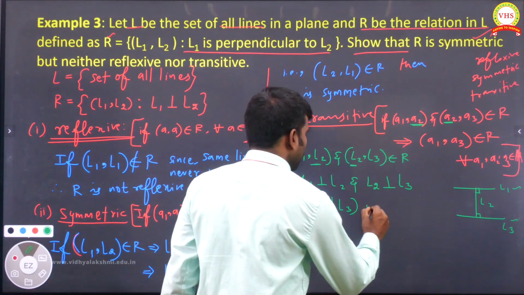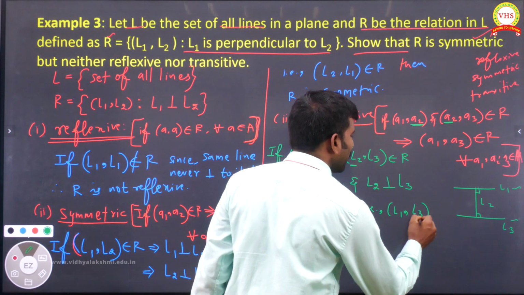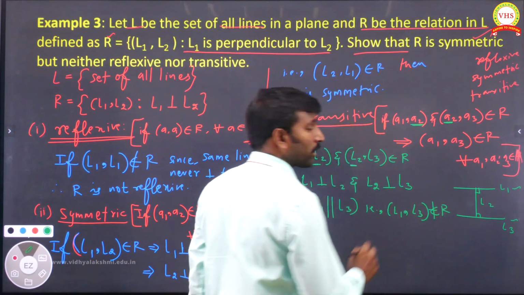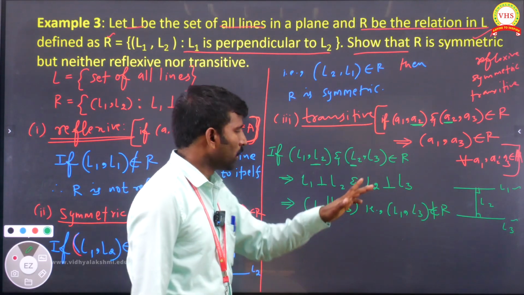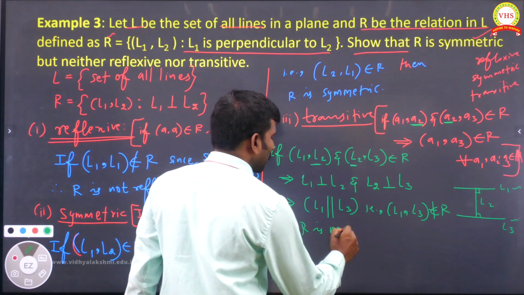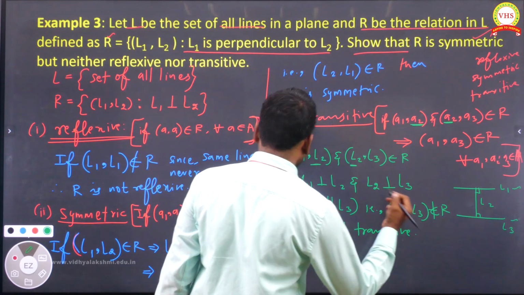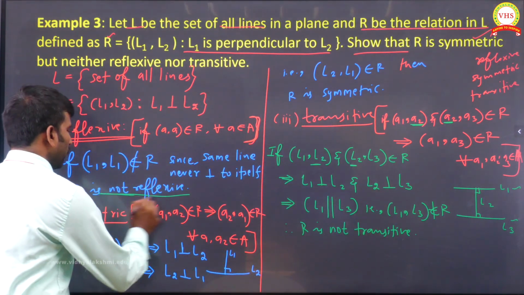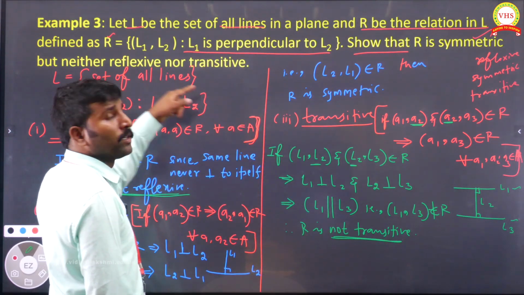So, what is the meaning of that? L1 comma L3 does not belong to R. Since this is parallel, I am telling it does not belong to R. Understand? So therefore, R is not transitive. R is not transitive. So we got here not reflexive, not transitive. That is what they asked to show.